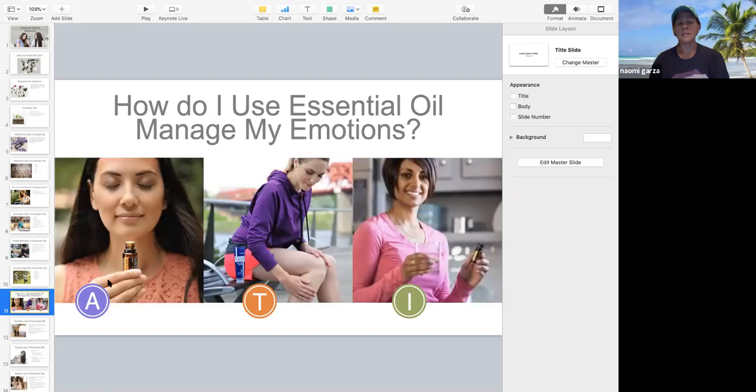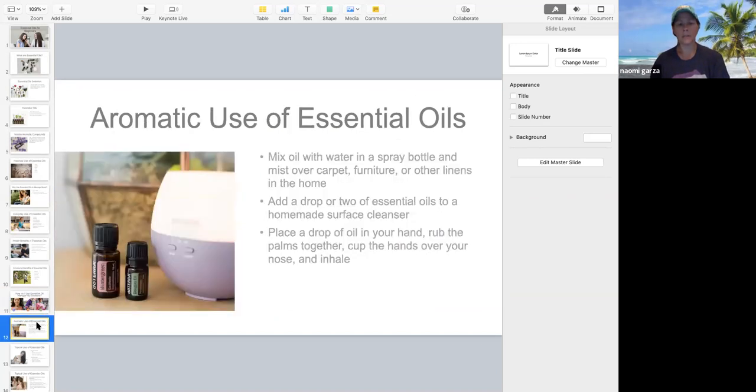So this is how we use them: aromatically, topically, that's the Deep Blue, and then, like I just said, internally, cooking with them, or you can put them in water. We're going to talk about some oil safety here in a minute.